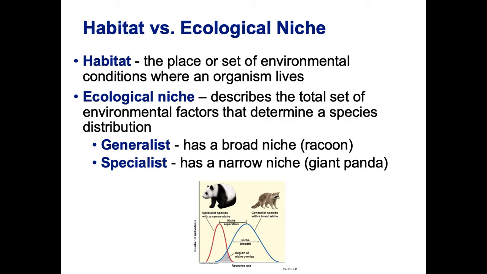A specialist has a very narrow niche, and a classic example of this is the giant panda. It only eats bamboo. It only eats certain kinds of bamboo, and it really can't just live anywhere. It needs this really specific food resource and really specific type of habitat. And that's why the giant panda is highly endangered and the raccoon is not anywhere close to being endangered. They're thriving in cities, in forests, in grasslands, all over the place. Raccoons can make a living.